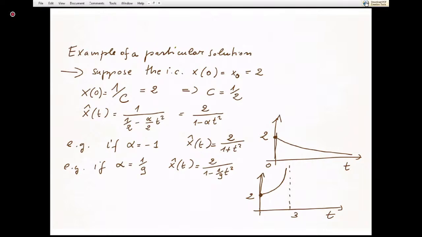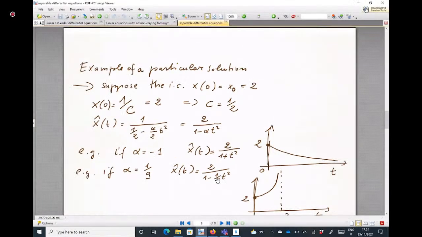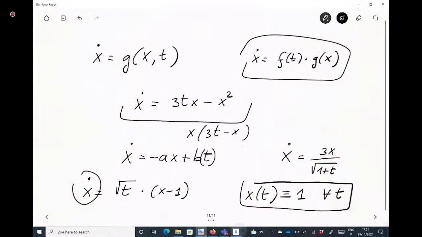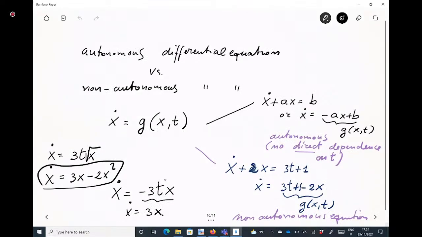There is another example which is important for these separable equations. It is this one. I'm going to solve this example for you now. Maybe I can get rid of this.